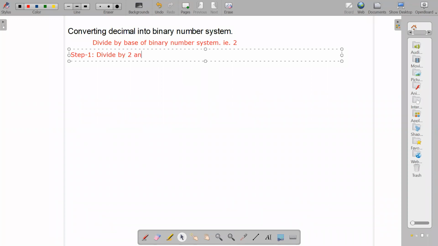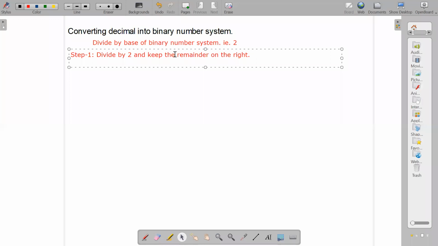Divide by 2 and keep the remainder on the right side. And then next step, continue division by 2 till the quotient becomes 0.